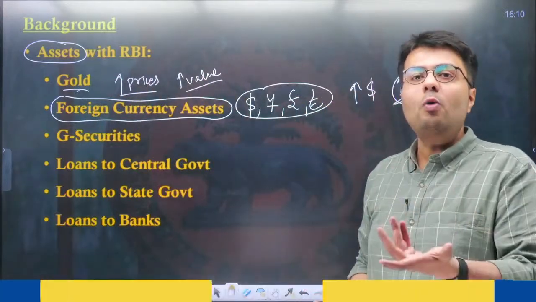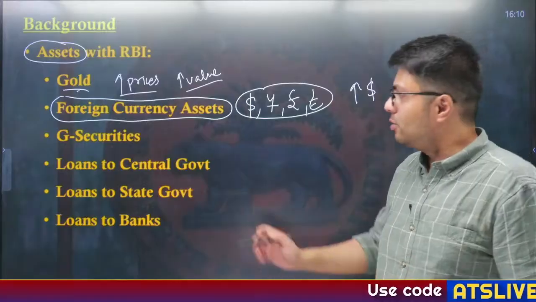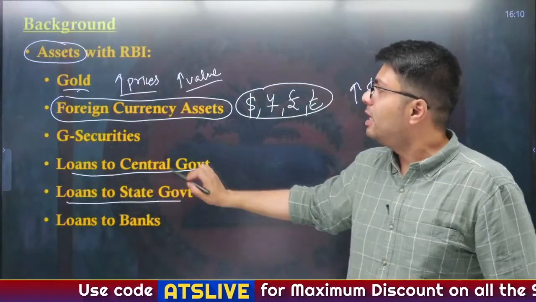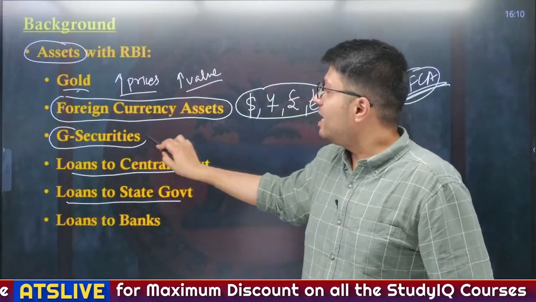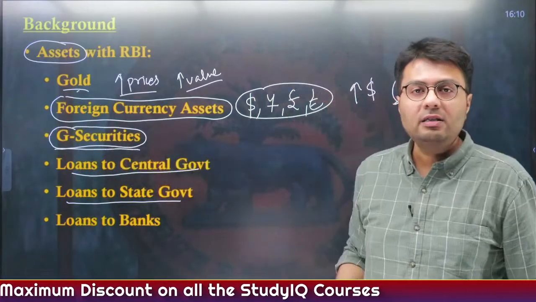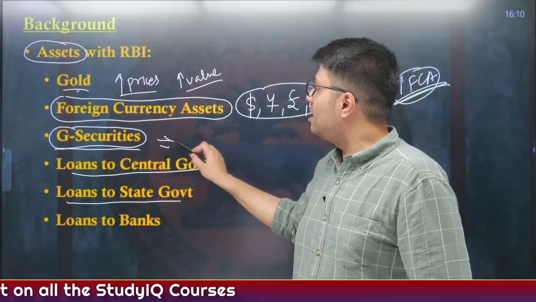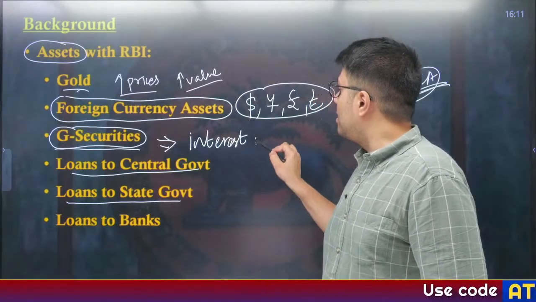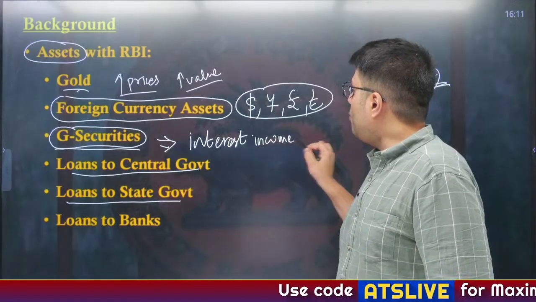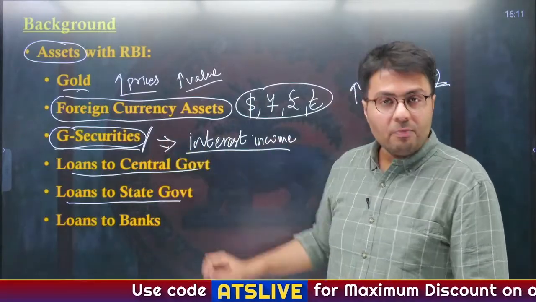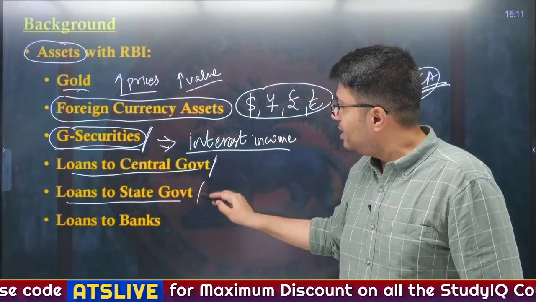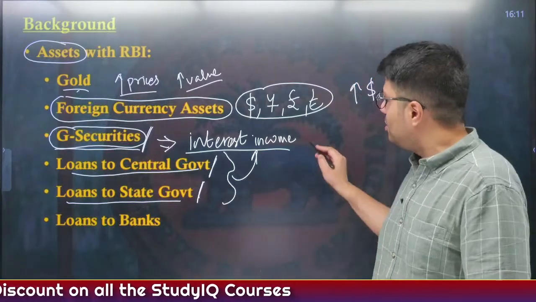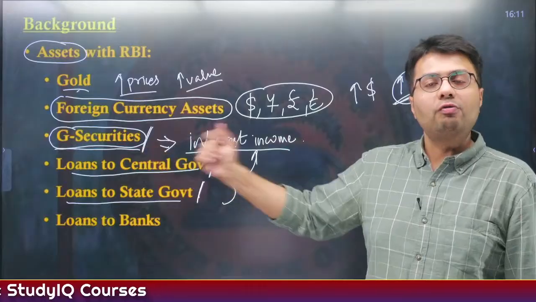Similarly, RBI is known as what? It is known as banker to the government. So it issues loans to the central government and to state governments, and it does so by taking government securities. These government securities provide interest income to RBI. For the amount of government securities that RBI is holding, or the amount of loan it has extended to both of these governments, RBI will be eligible to get interest income. So this is also a part of the income source for RBI.